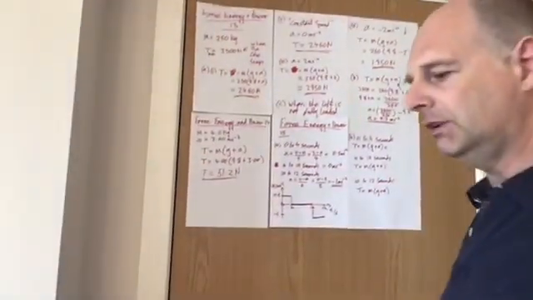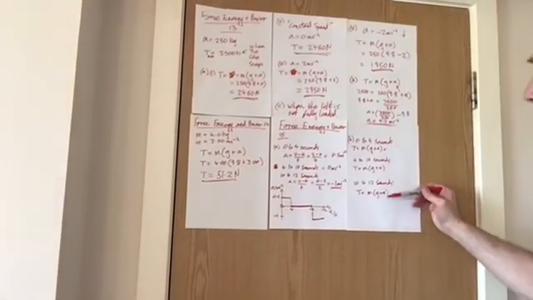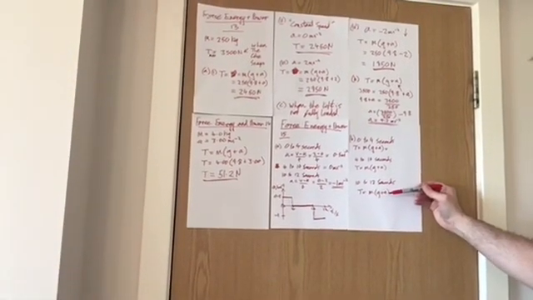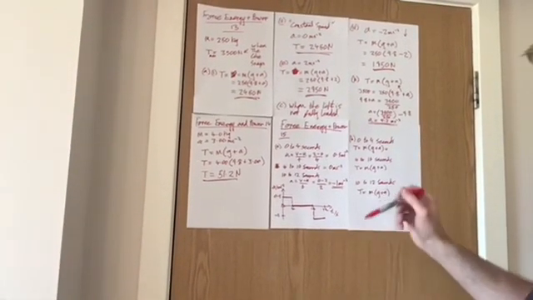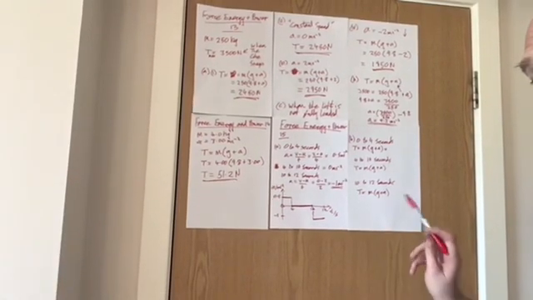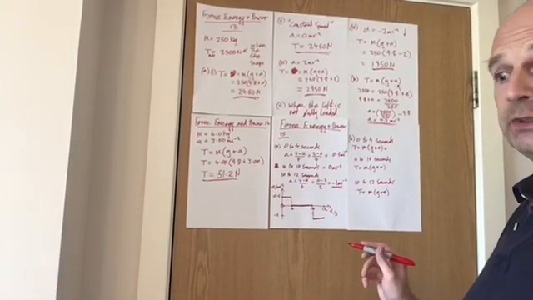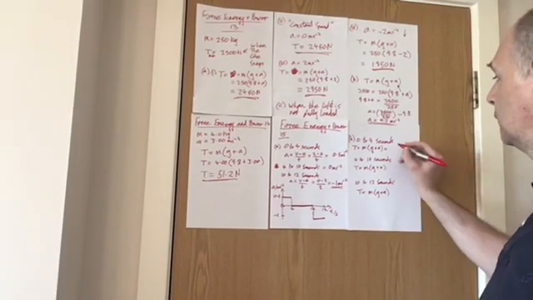And now for part B. So we're going to use our tension formula again, and it's important to note that the lift is moving downwards. So that's going to have an effect on whether we add or whether we subtract. So have a good think about this.